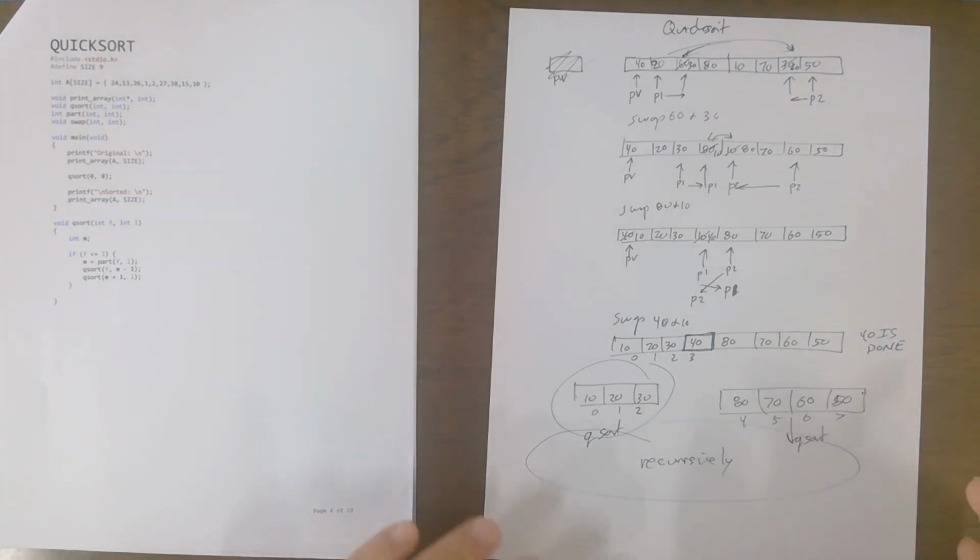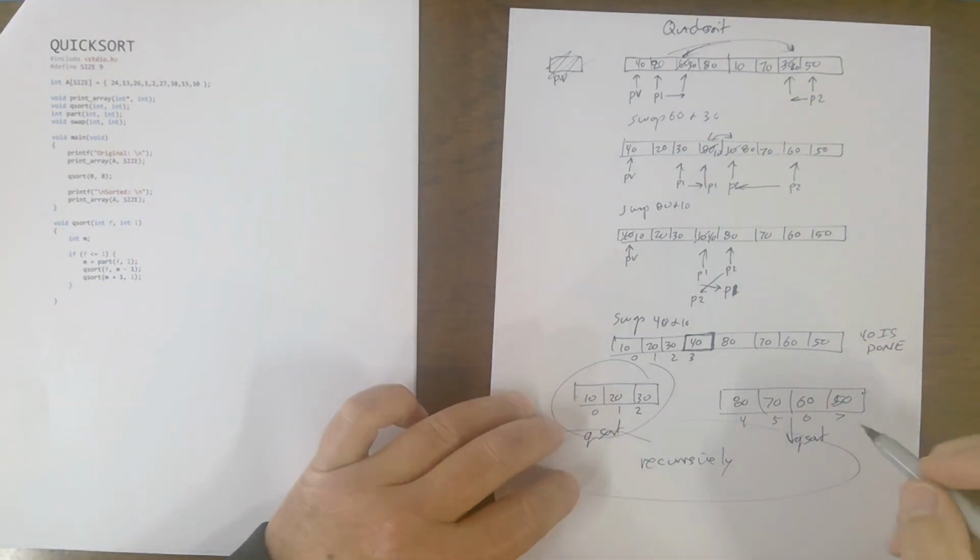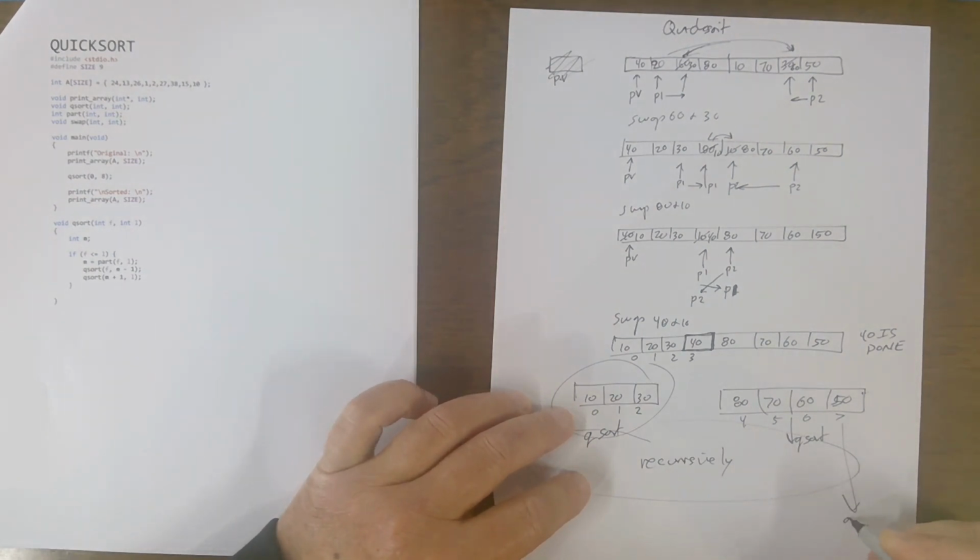Okay, so another way. Let me see. What should I do? Let me do a quicksort. Let me do another partition on this. So this is going to get.